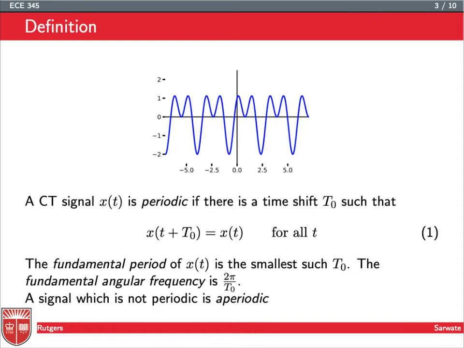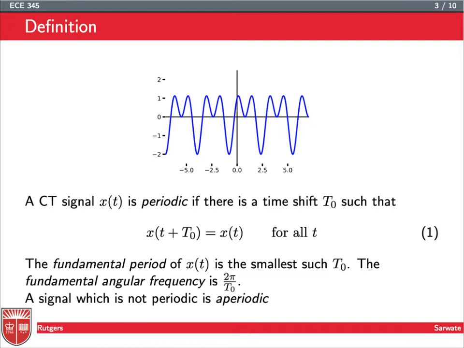What does that mean mathematically? That means x at time t plus t0 is the same as x at time t. So it's just identical to itself t0 seconds in the future. The smallest such t0 is the fundamental period of x of t, and that's the smallest t0 for which that is true. So if it repeats itself every 2 seconds, then obviously it already also repeats itself every 4 seconds, but you would really say the fundamental period is 2 seconds.